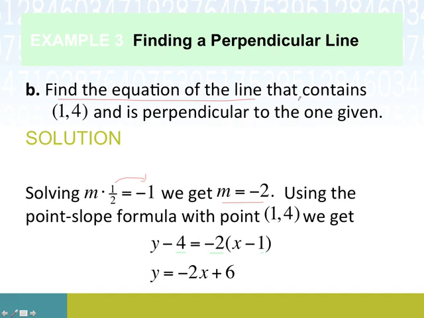This was a point we were handed. We haven't made use of this yet, so let's bring our attention back to it. But if you recall in the statement of this part B task, we're supposed to find the equation of the line that contains (1, 4). So that's why we're breaking out this point here. We figured out the slope using the notion of being perpendicular to the original line, and now we've got the point to help us finish out the point slope formula.